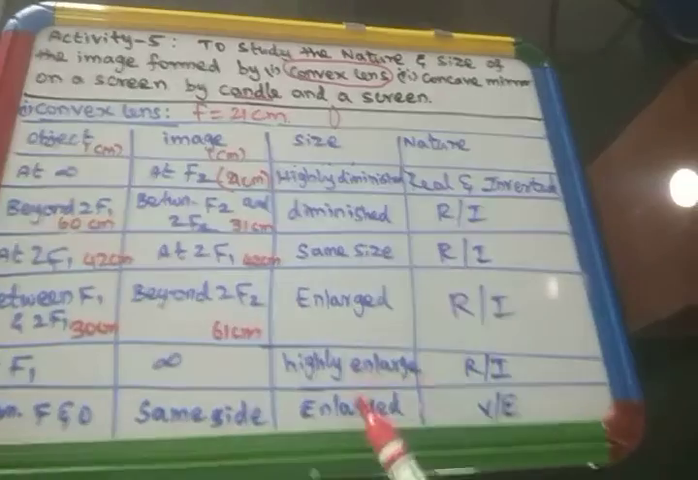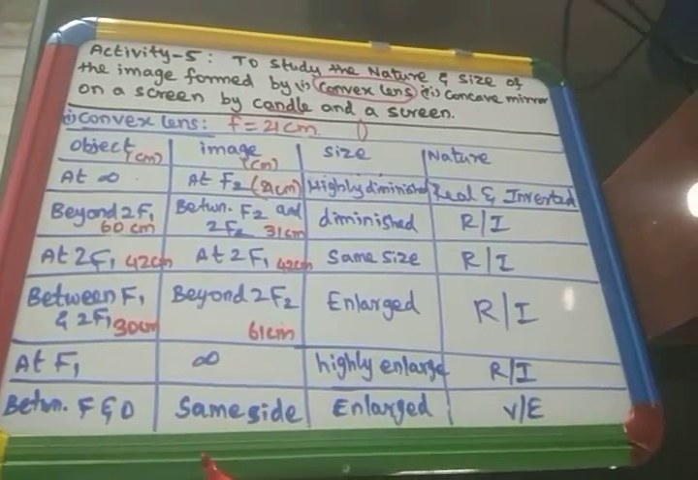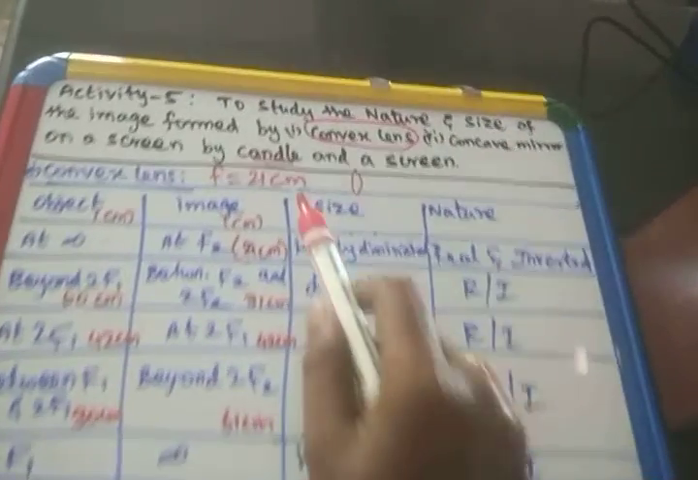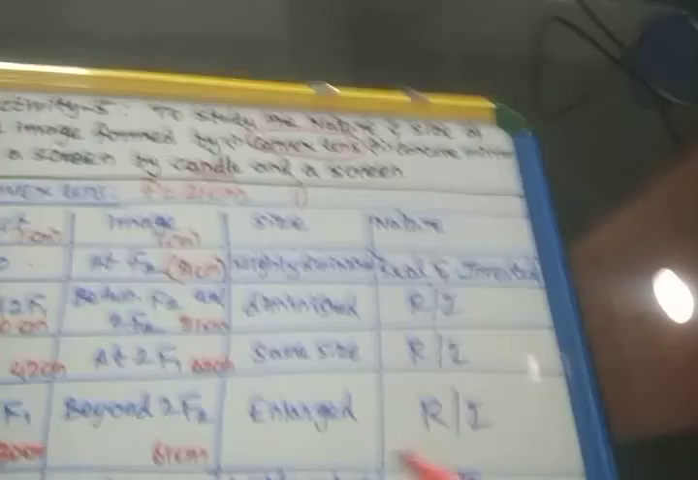What is the size of the image? What is the nature of the image? What will happen when the object is kept there? These two things, all those things. In this activity, the only thing is, instead of a candle, we are using a lamp box. In order to identify that the nature of the image is real and inverted, we closed the upper half of the wire gauge. Only the lower half is open.